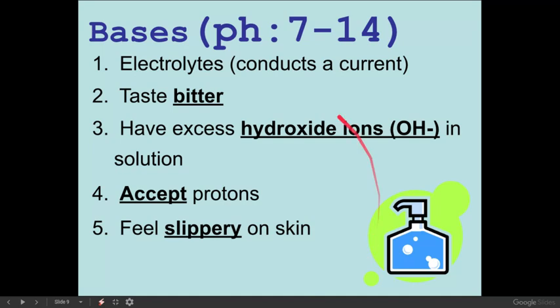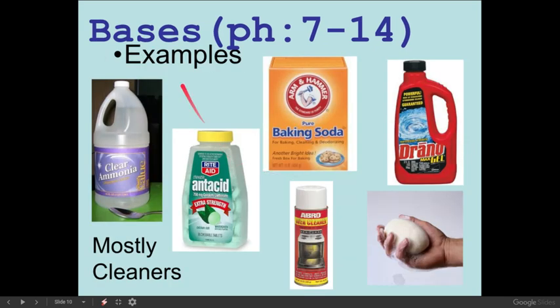So these are the five characteristics of bases here. You should know them, you should know them fluently. Okay, all right, so bases again, pH is 7 to 14.